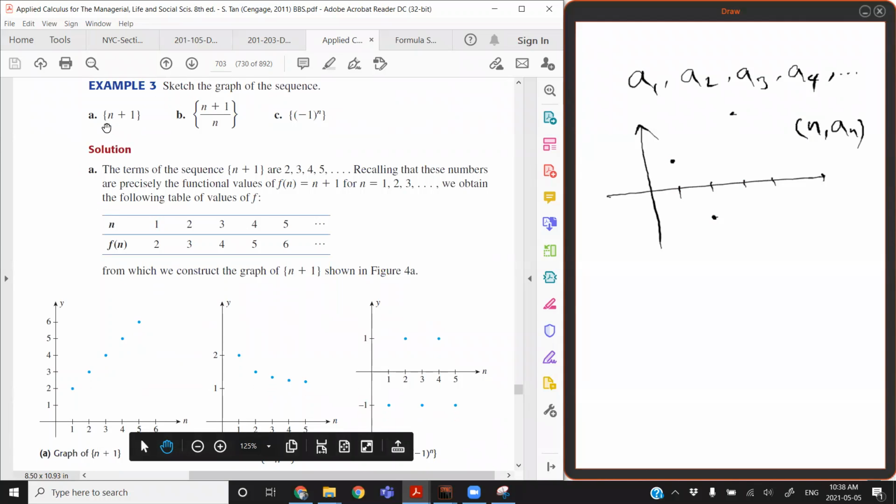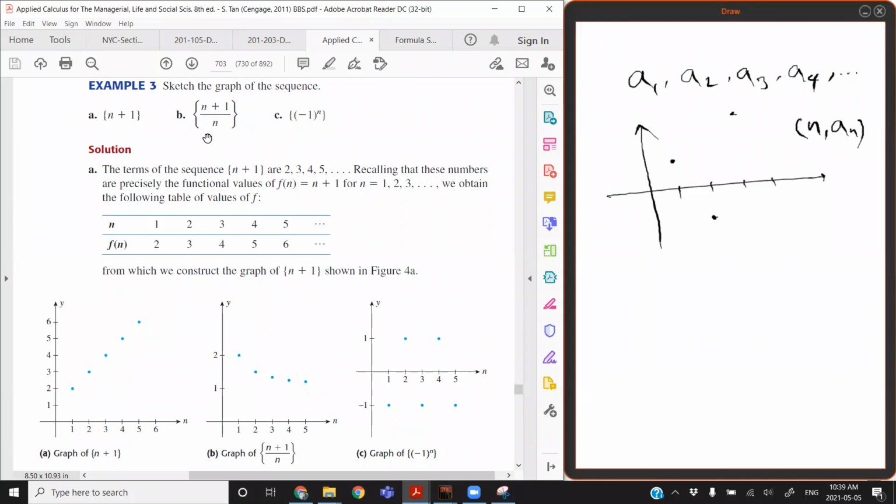If you graph n plus 1, if you plug in 1, you get 2, so it passes through the point 1, 2. Plug in 2, you get 3, passes through the point 2, 3, then 3, 4, then the point 4, 5, then the point 5, 6.